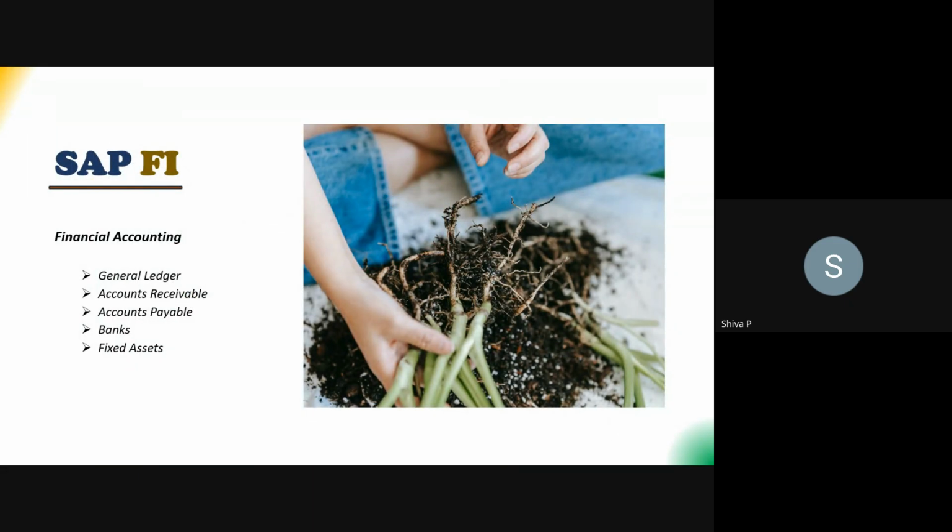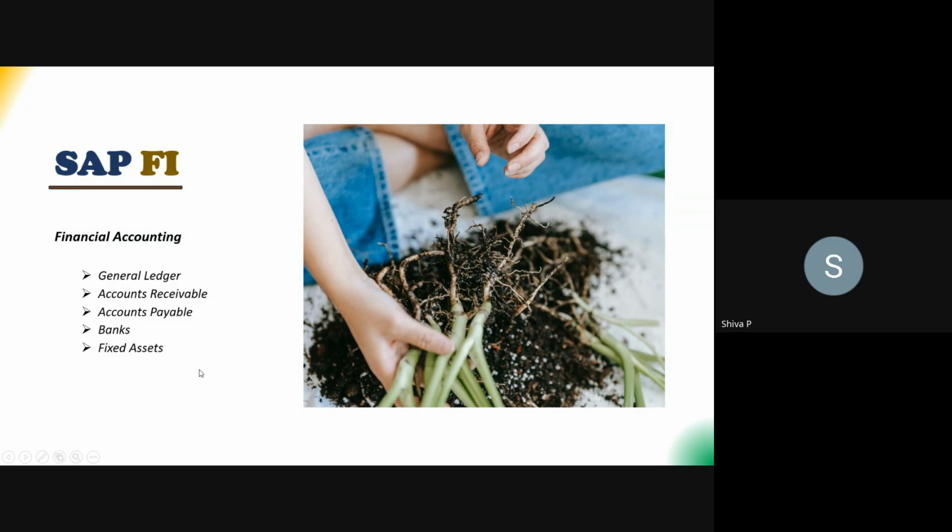The last one, but not least. So, fixed assets. What are fixed assets? It's a balance sheet item, right? All these four things are balance sheet items. It reflects in the balance sheet.